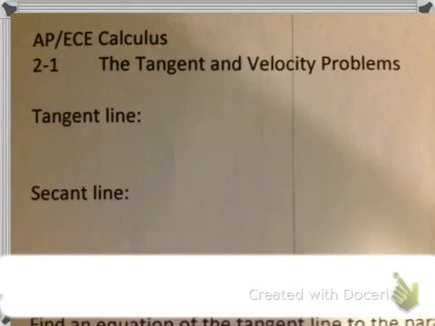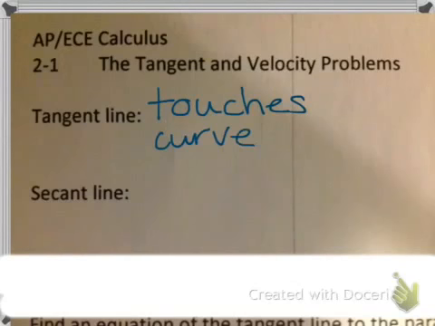So, as you may remember in geometry, a tangent line is a line that touches a curve once. In geometry, you saw it with circles, and it would touch the outside of the circle once, whereas a secant line is going to go through the curve twice, or touches any curve twice.